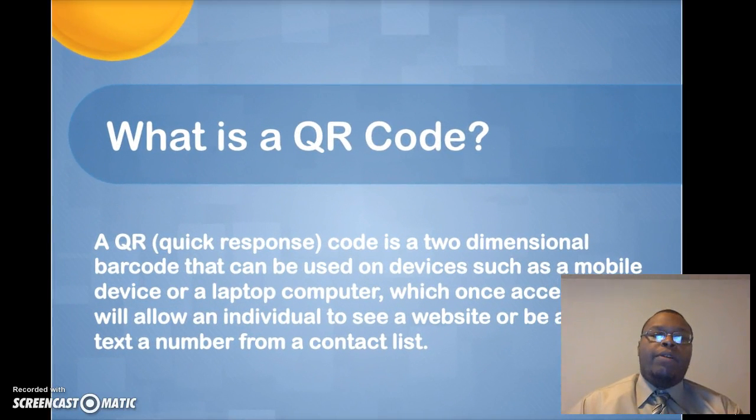To start off in my research, what is a QR code? A QR code or a quick response code is a 2-dimensional barcode that can be used on devices such as a mobile device or laptop computer, which once accessed will allow an individual to see a website or be able to text a number from a contact list.